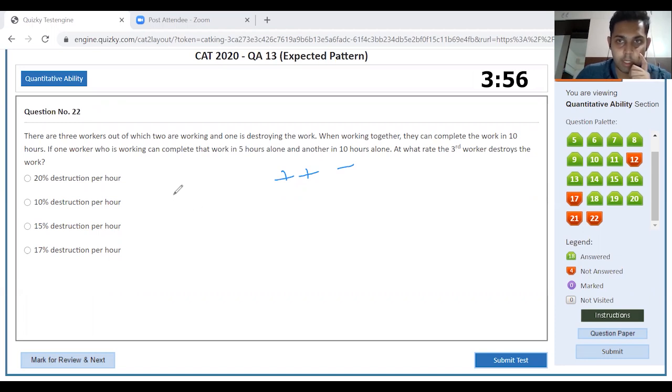So 5, 10, let's just take 100. Okay. One guy is doing it 5 hours alone. So when all three are working, the net unit is 10, 5 is 20, 10 is 10, but the rest is 10. So minus 20. So it's 20% destruction. Okay, this was a sitter. Good, we did it first.